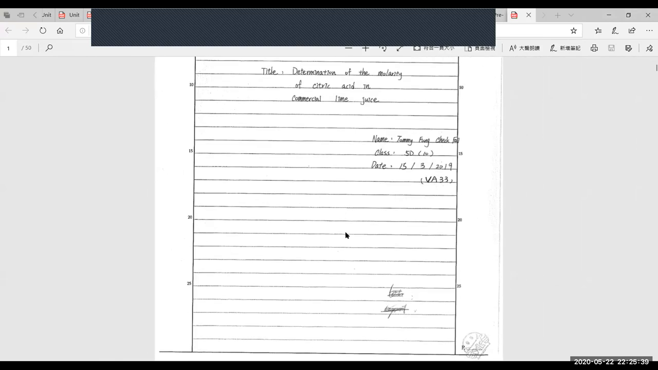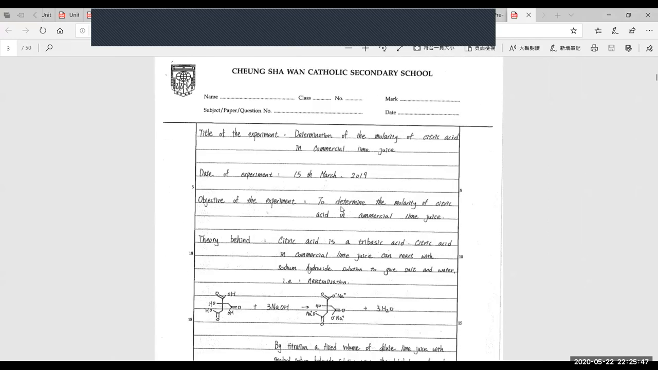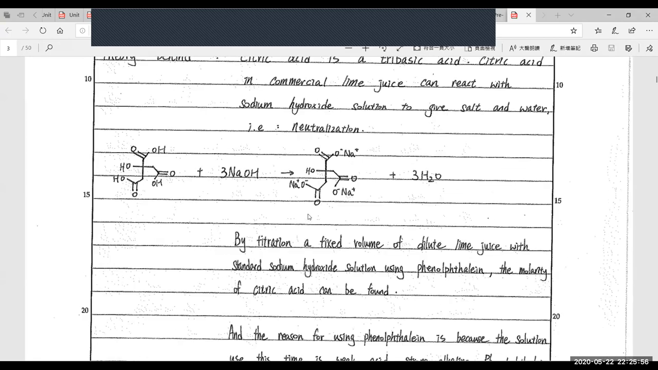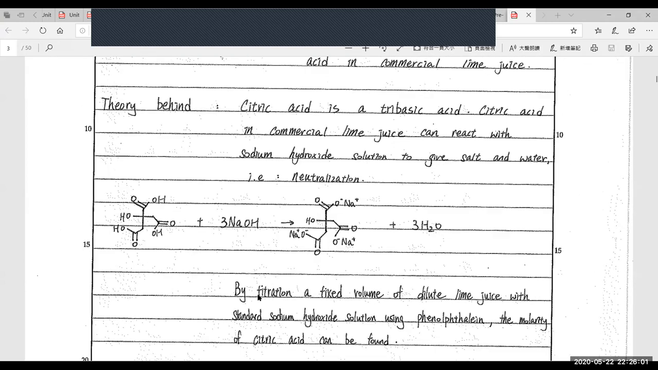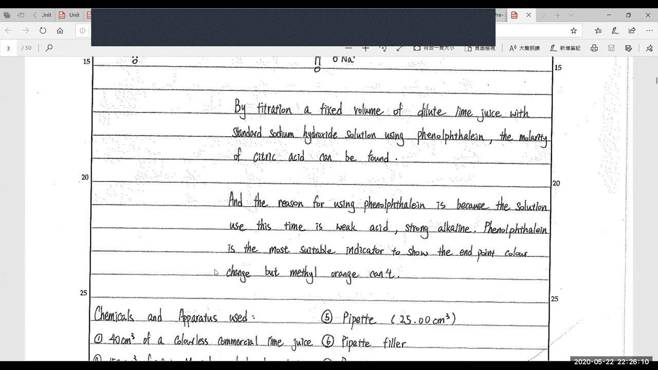First of all, it's our proper format, okay? You need to have a cover page for that. And you will be given the second paper and proceed to something like this. You're going to give me the title, experiment, date of experiment, objective, theory behind, something like that. Okay, chemical apparatus, and for this student, he did not give the pH titration curve, right? Didn't give me anything, but I expect you to show it, and with the help of the pH titration curve, relate why it is more suitable to use phenolphthalein instead of other indicators.